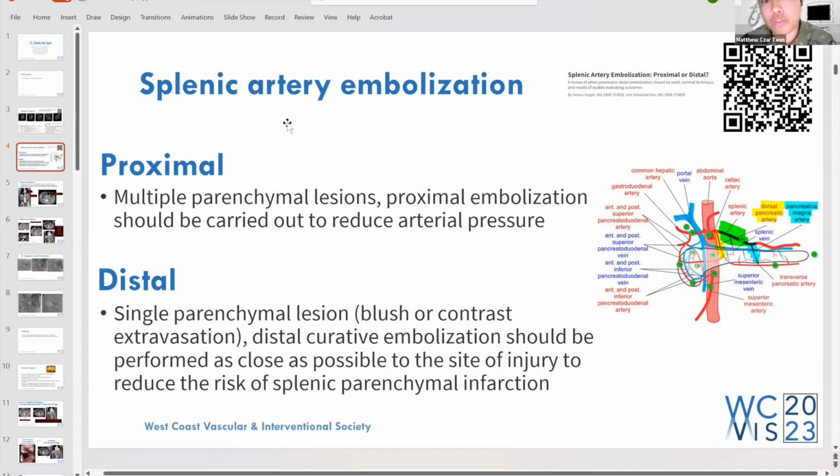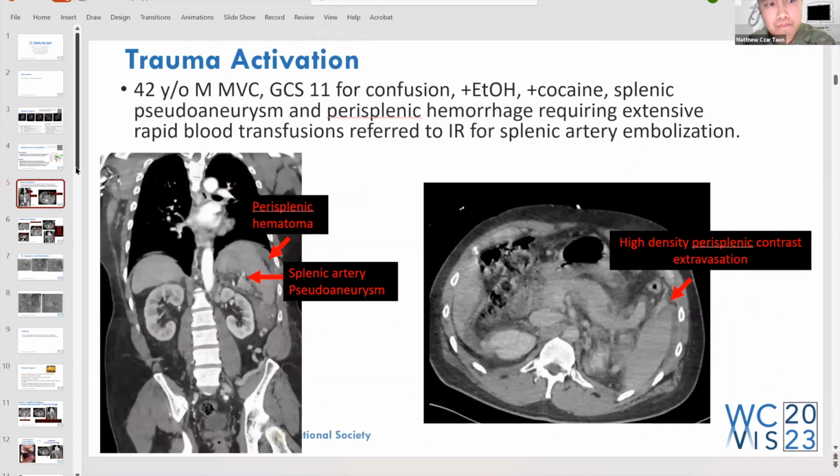But if I see a single or a few parenchymal lesions, I'll get out as distal as possible and embolize those focally. Now, in our patient, 42-year-old man, motor vehicle collision, positive alcohol, positive cocaine, identified to have a splenic artery pseudoaneurysm, as you can see on the coronal, perisplenic hematoma, high density perisplenic contrast extravasation. Referred to IR for a splenic artery embolization.